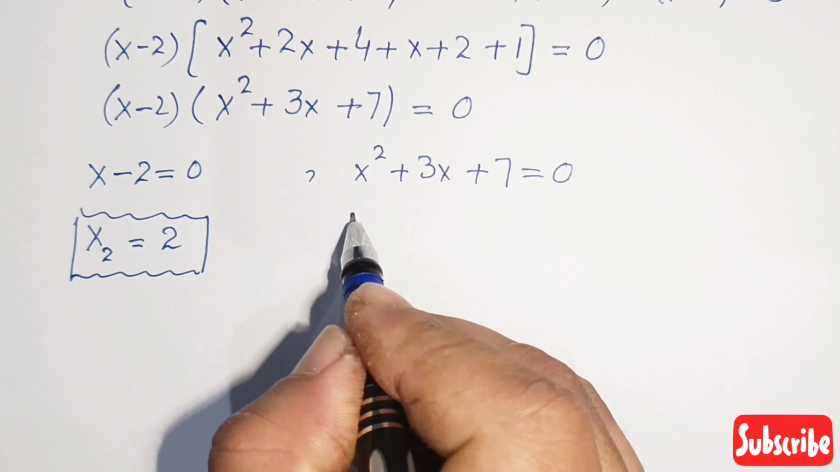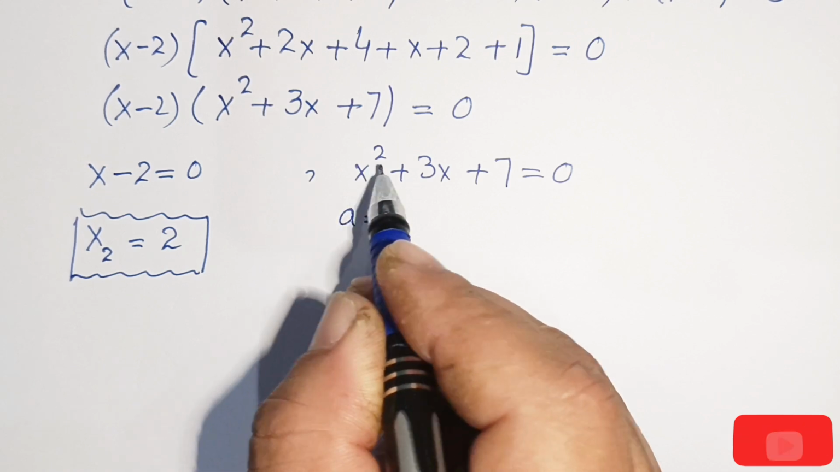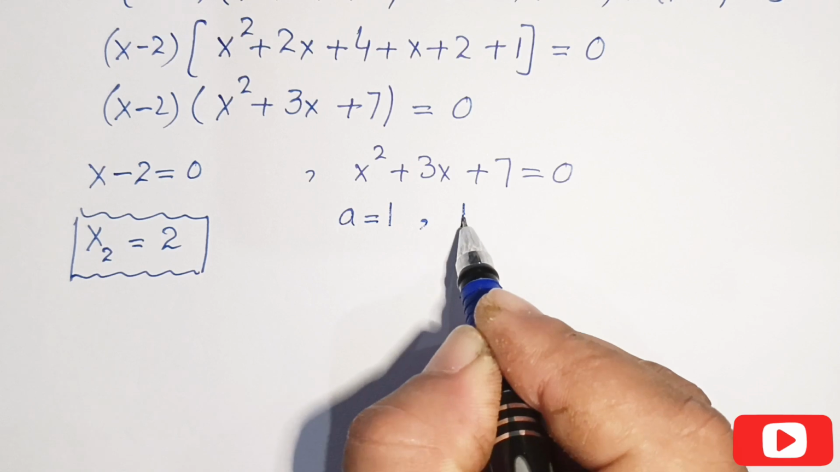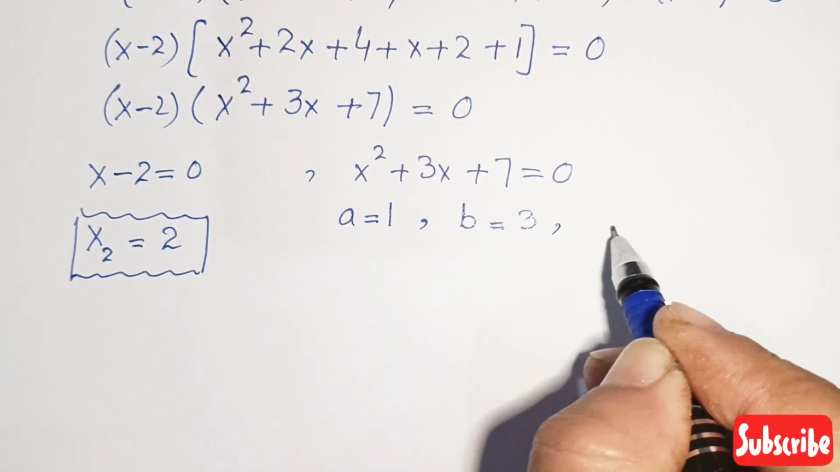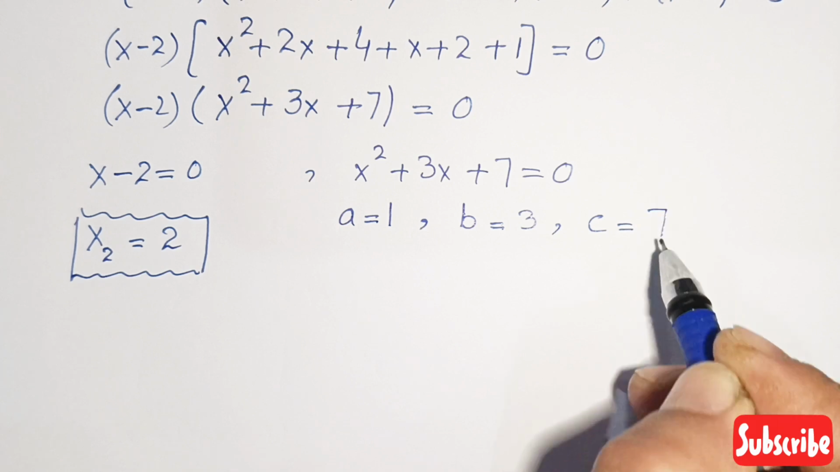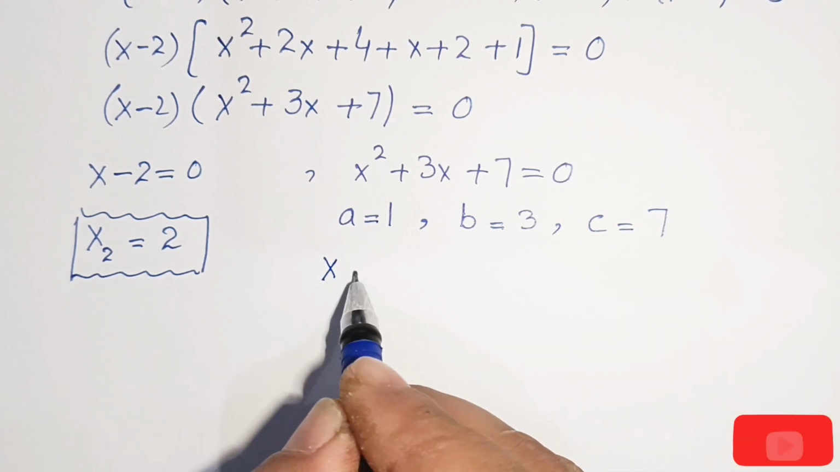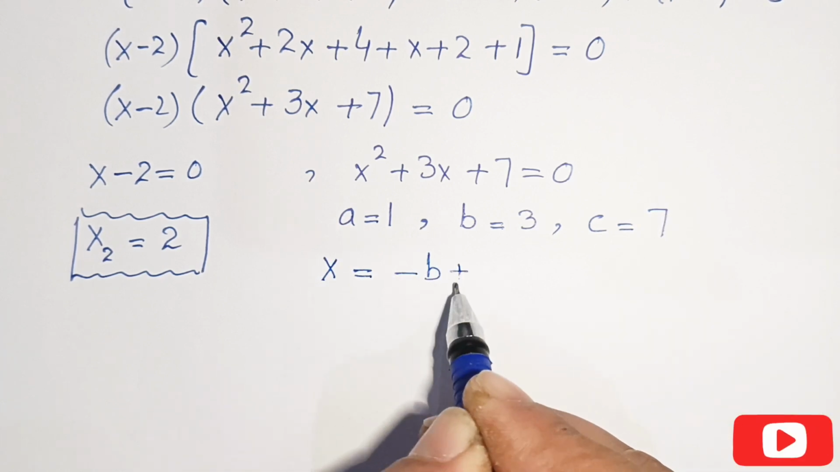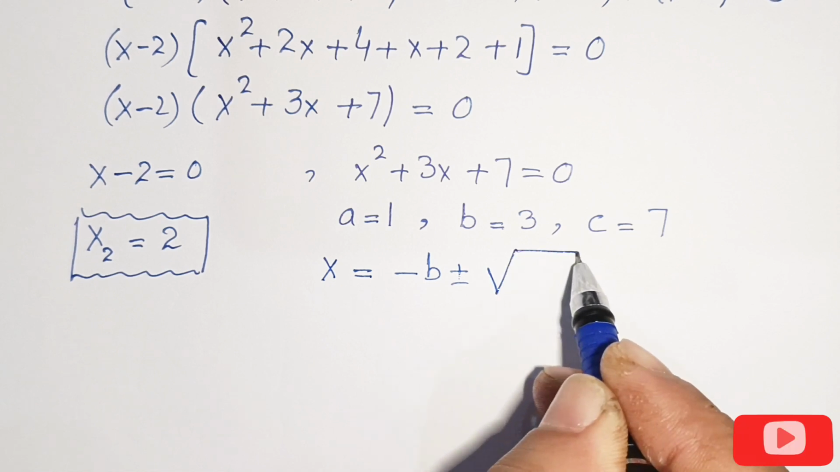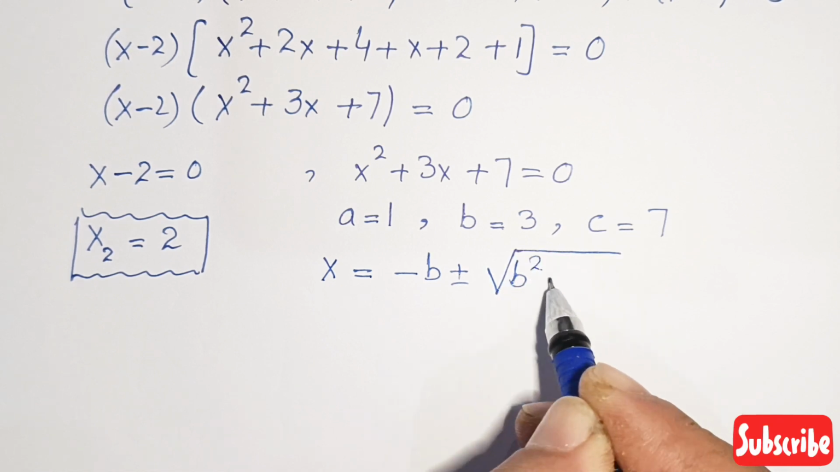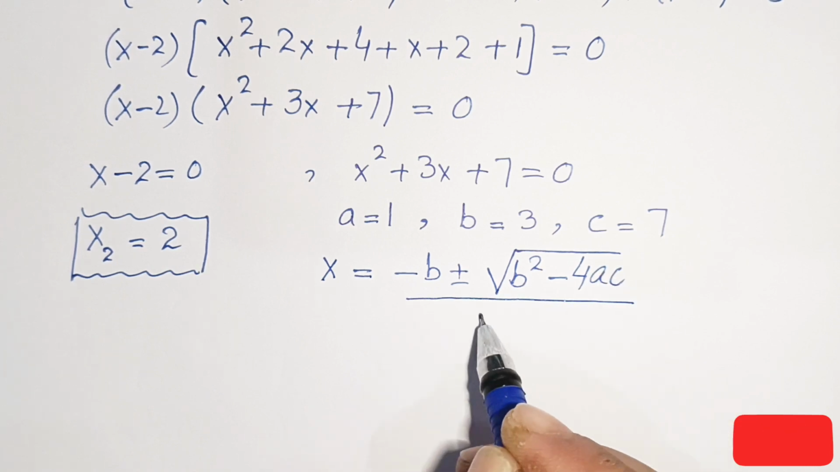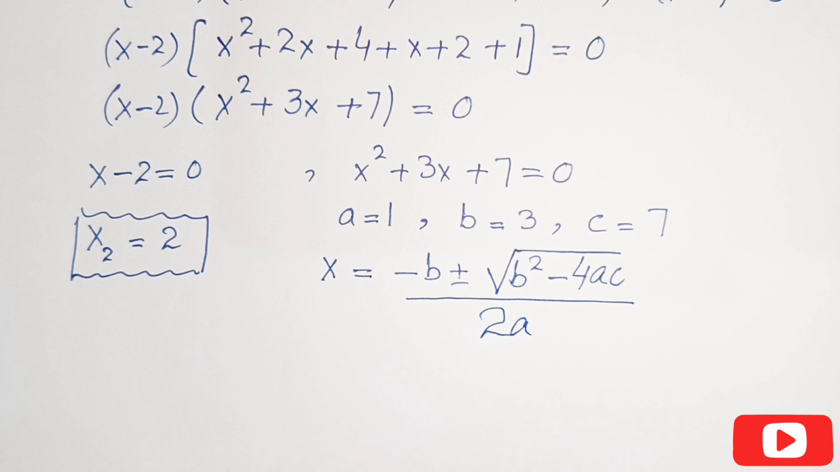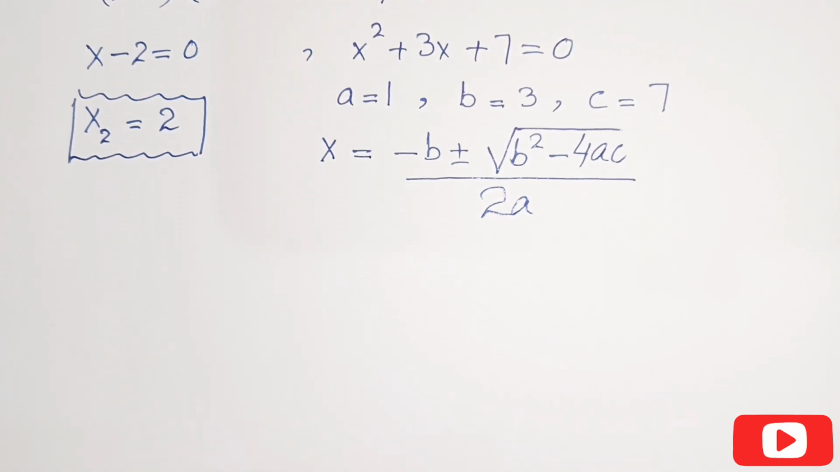So for this purpose we have to just write the coefficient of x squared, which will be 1, a is equal to 1, and b is the coefficient of x, which is 3, and c is this constant, which is 7. Now using the quadratic formula, which is x is equal to minus b plus minus square root of b squared minus 4 times a times c all over 2 times a.